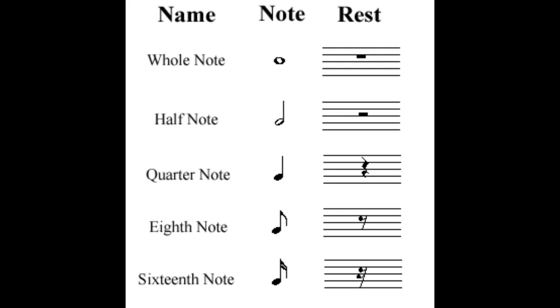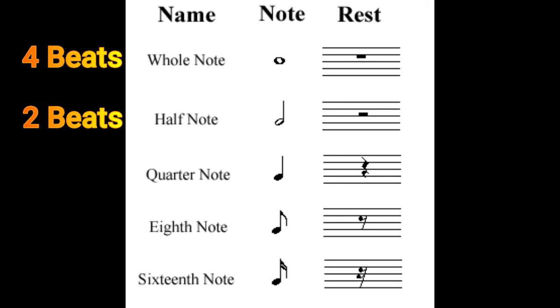We have the name of each note, how we can draw it, and the rest. And here we have a whole note. We have the notation and also a whole rest. The whole note is 4 beats, also a whole rest. Then we have a half note. The half note is the half of the whole note, so that's why it's 2 beats. Also, a half rest. And then we have a quarter note. The quarter note is 1 beat, and also the quarter rest is 1 beat.